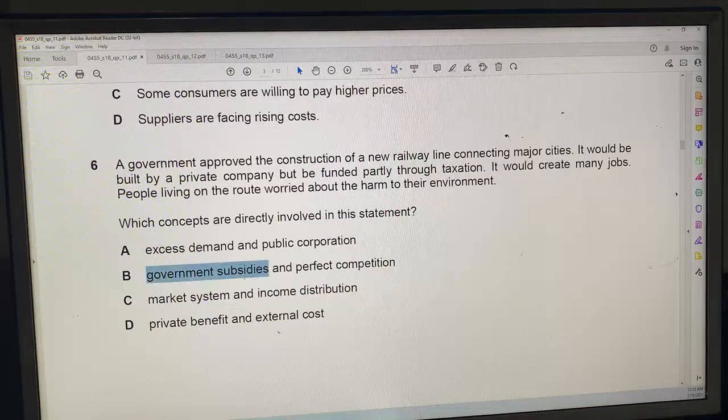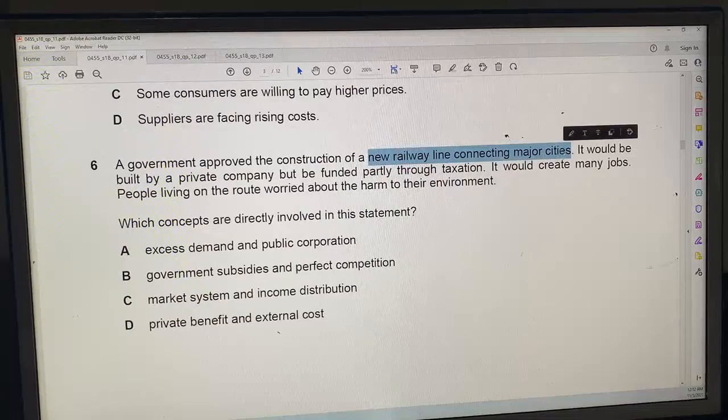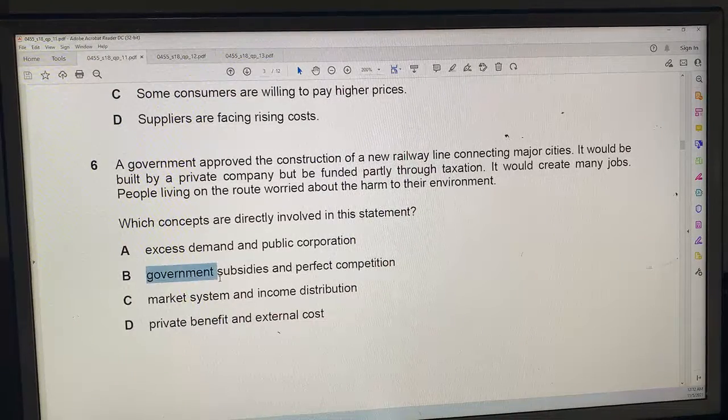B, government subsidies and perfect competition. It also did not say anything about perfect competition. In fact, maybe it's a new railway. Maybe there are other railway lines connecting the major cities, but this might be a monopoly. So anyway, the answer can't be B. There are no government subsidies. Let's see, it's built by a private company, but funded partly through taxes. Oh, there are subsidies, but there's no perfect competition.